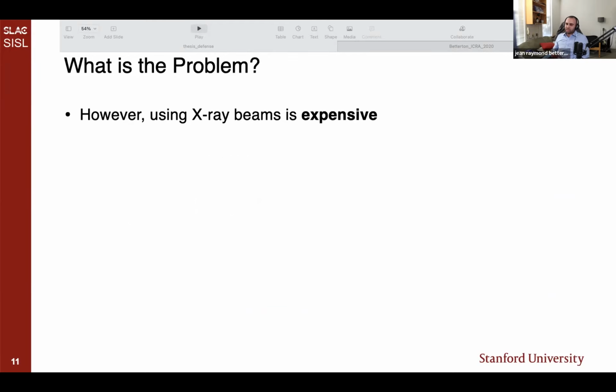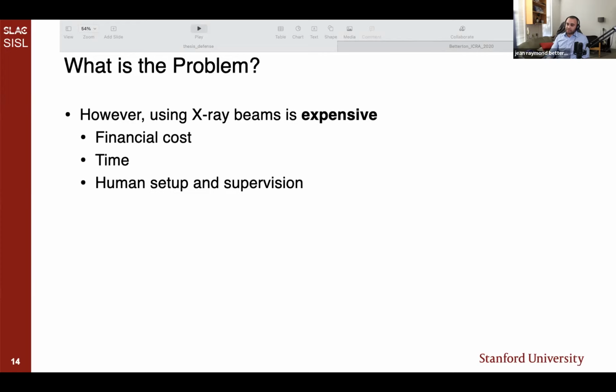So what's stopping us? What's the problem? Well, it turns out that using X-ray beams is pretty expensive. So first of all, there's a financial cost. It can cost hundreds, and in some cases, thousands of dollars per hour to run an X-ray beam line. In addition, there's a time cost, especially for large samples with certain experiments. It could take hours or even days to finish scanning.